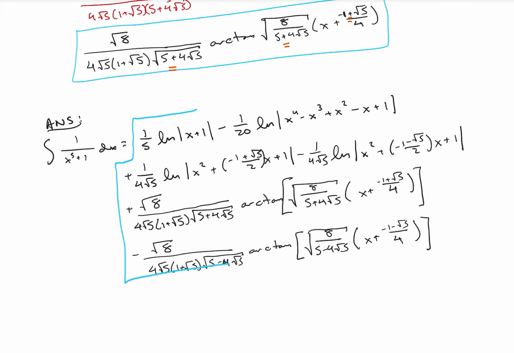So that nice clean solution at the end is what we get if we add that little 1 instead of just having 1 over x to the 5th.